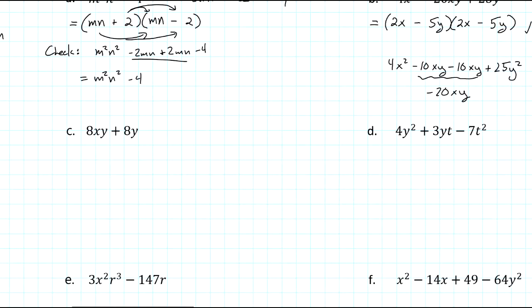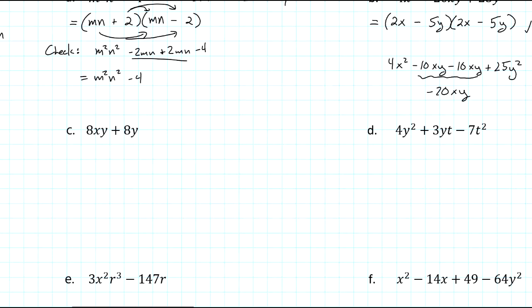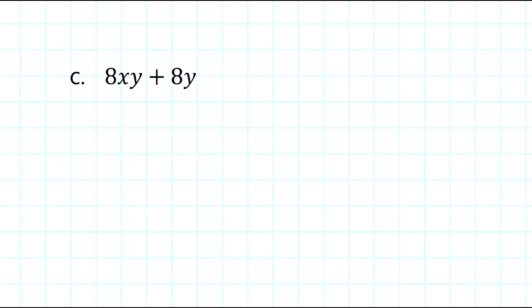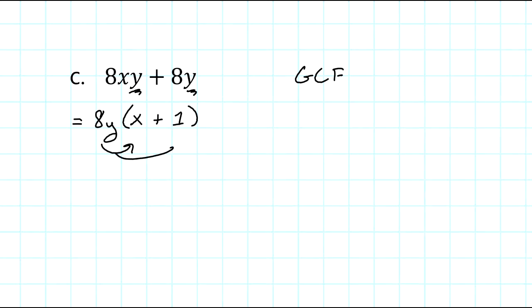Let's look at part C. We have 8xy plus 8y, and I'm just going to start with a GCF. I note 8 goes into both of those. I also have a y that's in common in both of them. So if I factor out an 8y, there's an x left in the first term, and there has to be a 1 in the second term, so that if we multiply it back in, we get 8xy plus 8y. So that's a nice simple one, just a greatest common factor. You see, not all of these have to be too terribly difficult.